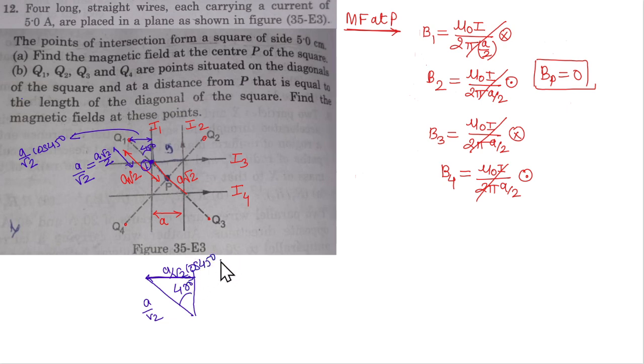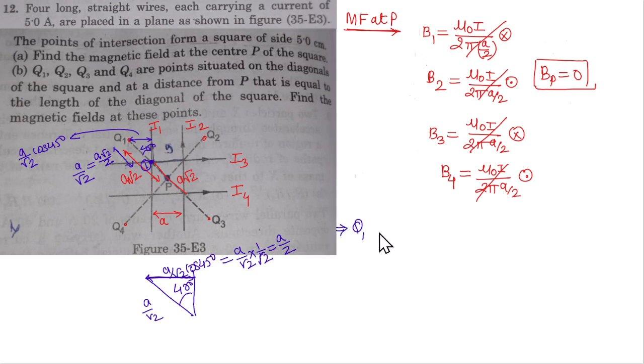Okay, so it will become a by root 2 and cos 45, again a by 1 by root 2. So you will get a by 2. So this perpendicular distance between I1 and Q1 is a by 2. So if you are finding the magnetic field at this Q1, magnetic field at Q1.